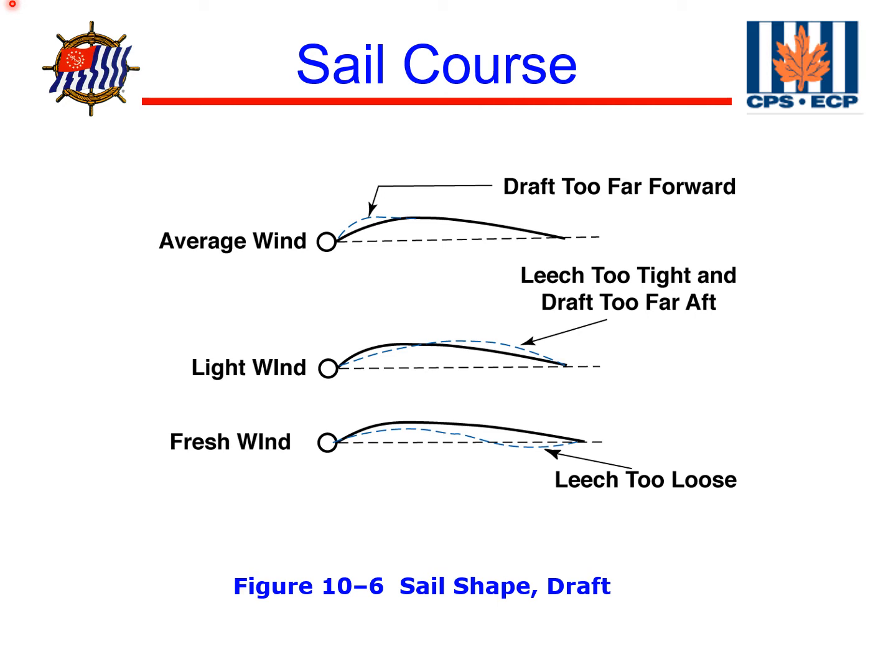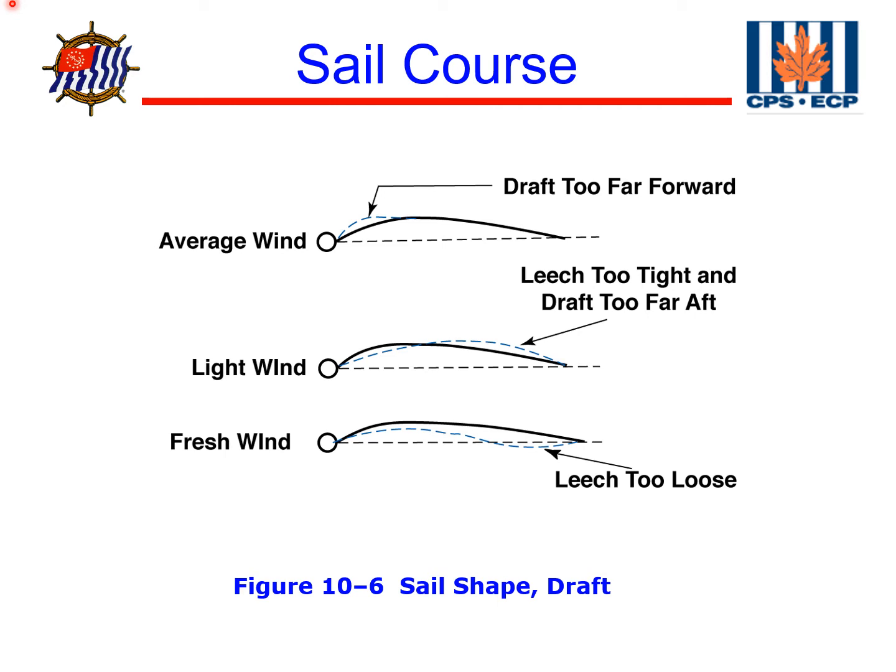The location of the draft is controlled by the halyard and Cunningham tension. If you increase luff tension, that moves the draft forward. We can also affect the draft by bending the mast. More bend moves the draft forward and reduces the amount of draft too.